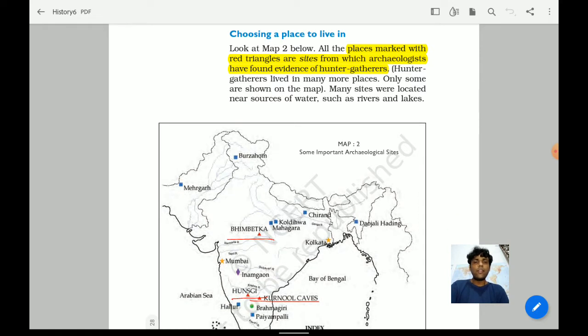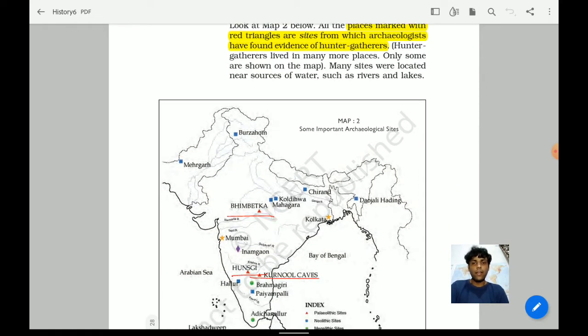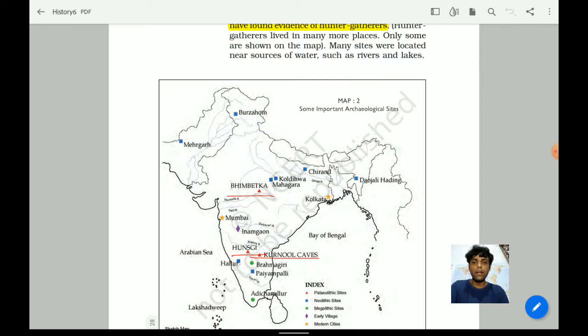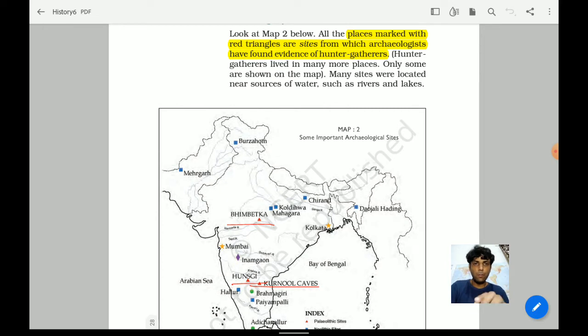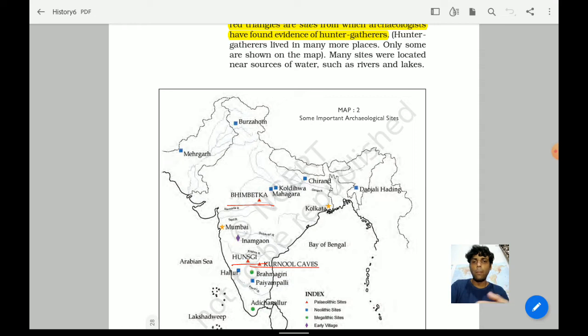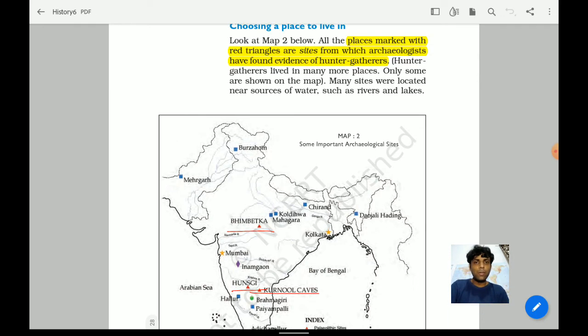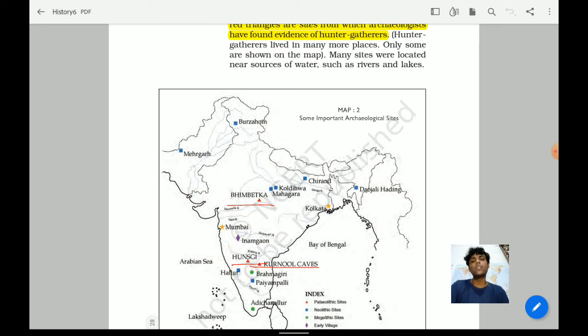So what is this referring to? The places marked with the red triangle, if you look closely, are the Bhimbetka, Hunsgi, and Kurnool caves. These are the three places marked with the red triangle, from where the archaeologists have found evidence of hunters and gatherers. We understand the Bhimbetka caves are very famous for the cave paintings, and the earliest cave paintings have been found in Bhimbetka. So these must have been places for the hunters and gatherers. So it has already provided us with the location.